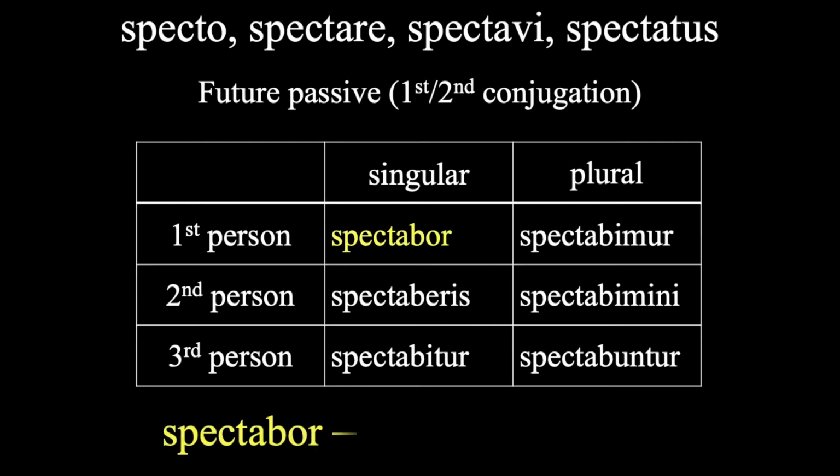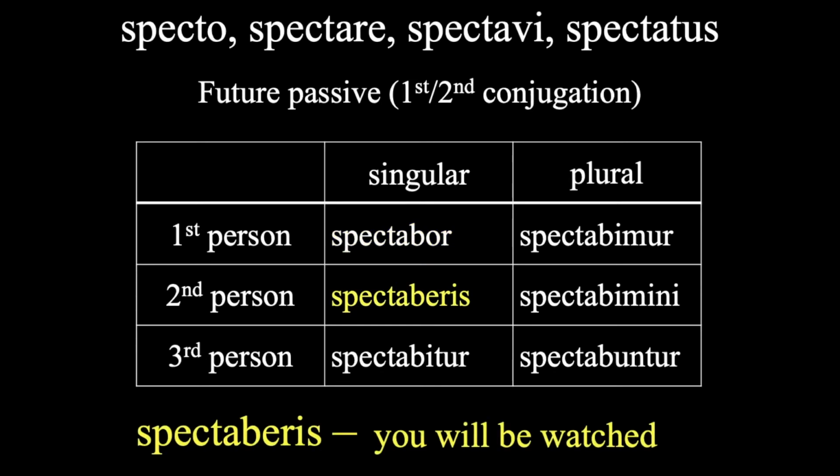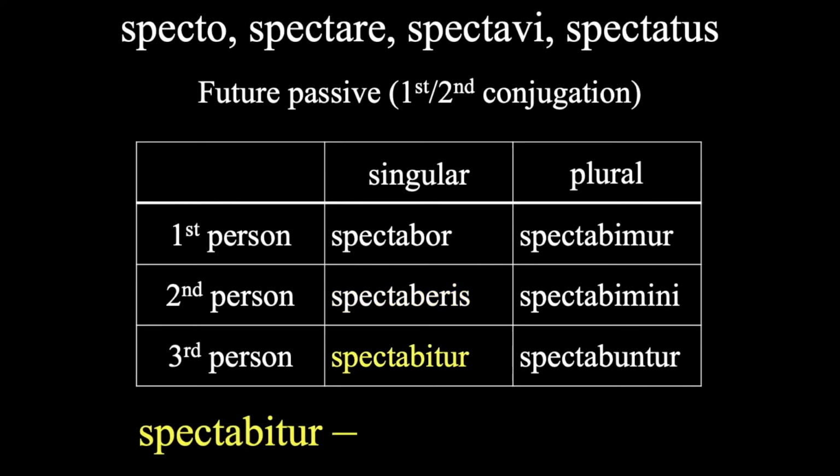Translating these is very easy. It's future tense, so spectabor will mean I will be watched. I am going to be watched is just as good, by the way. The second singular, spectaberis, means you will be watched. And the third singular, spectabitur, means he or she will be watched.